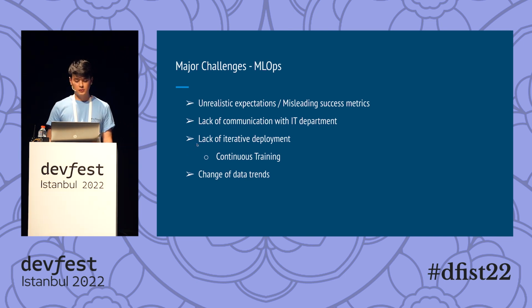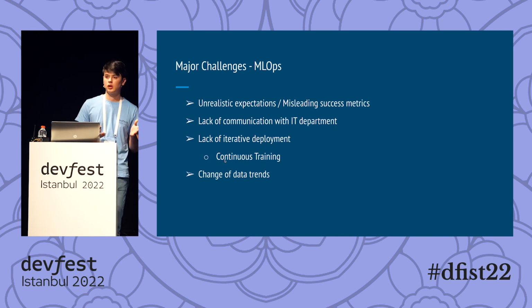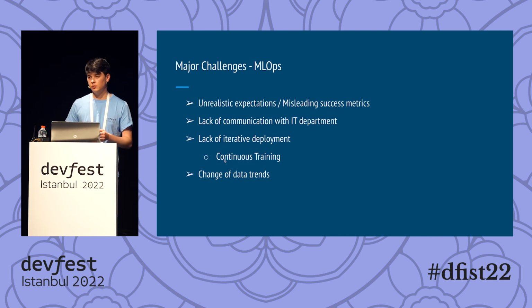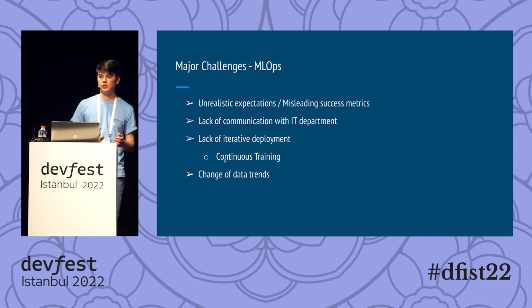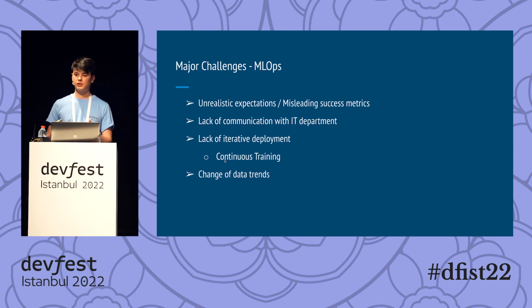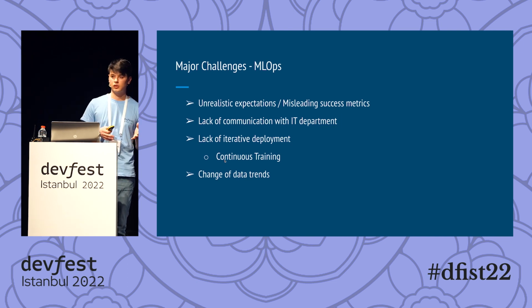Then, a lack of iterative deployment. This is where continuous training comes in, alongside continuous integration and continuous deployment: CI, CD, and CT. In machine learning DevOps, we have continuous training. It's special only to machine learning DevOps. As I said, when you develop a machine learning project for the company, it's not the end when you deploy for the first time.